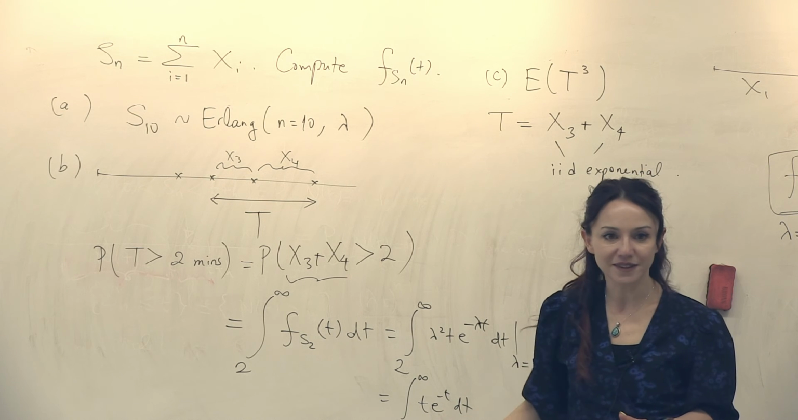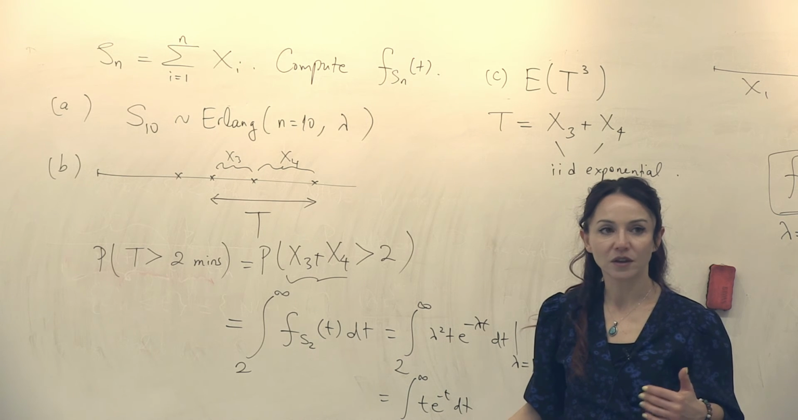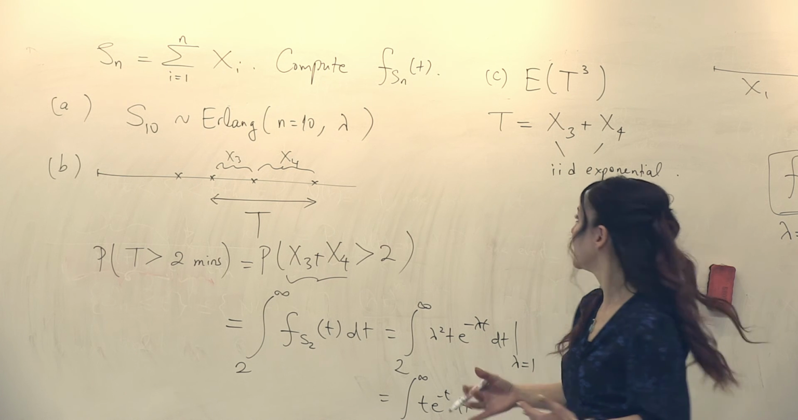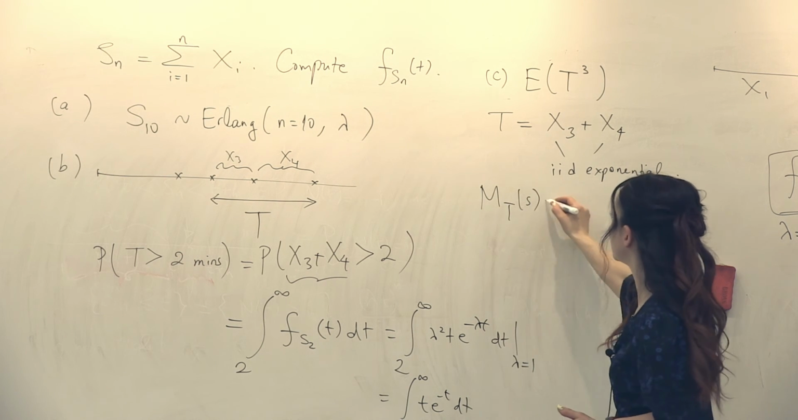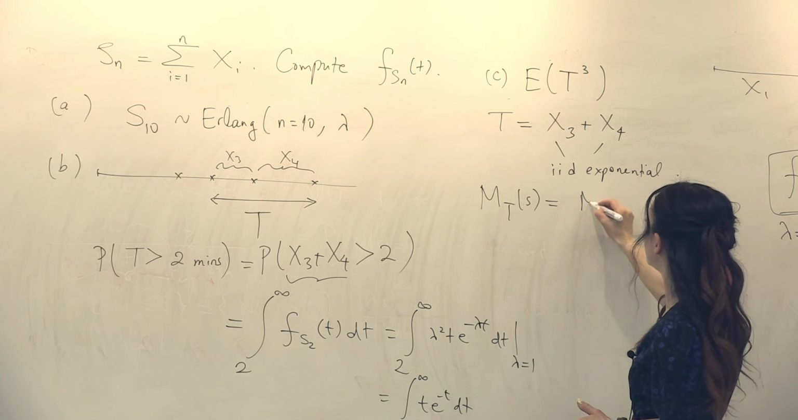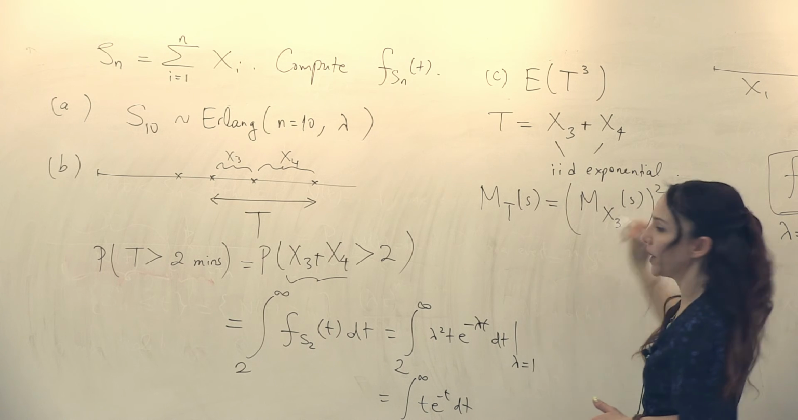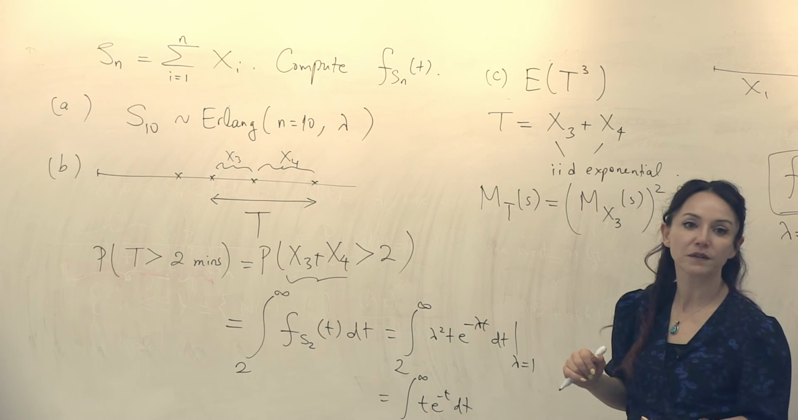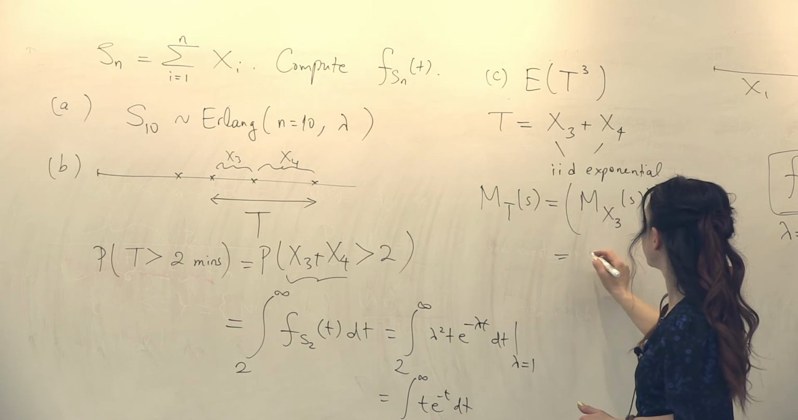Because they're independent, the moment generating function of the sum is the product of the moment generating functions. So M_T(s), the moment generating function of T, is equal to the moment generating function of X3 squared, because the moment generating functions of X3 and X4 are equal. And what is it? It's lambda over lambda minus s, if I'm not mistaken.